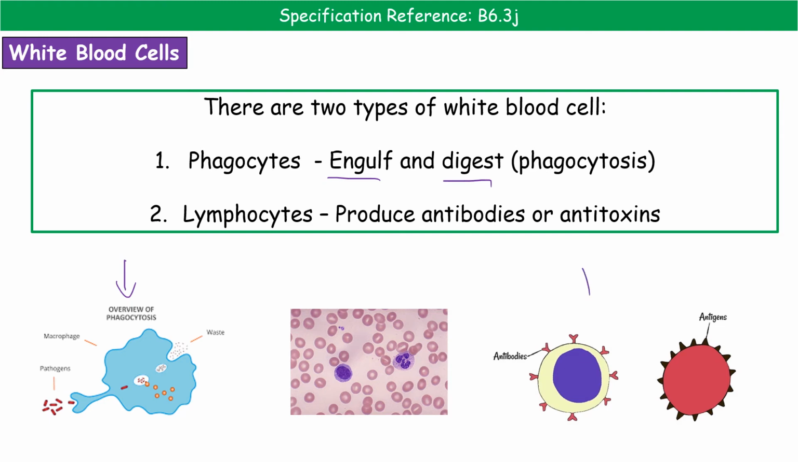Your second one, the lymphocytes, produce antibodies or antitoxins. On the surface of our particular pathogen, we've got these little protein spikes called antigens. Now, the antibody is a complementary shape to that antigen. They are specific to it. So remember, phagocytes engulf and digest, lymphocytes produce antibodies or antitoxins.